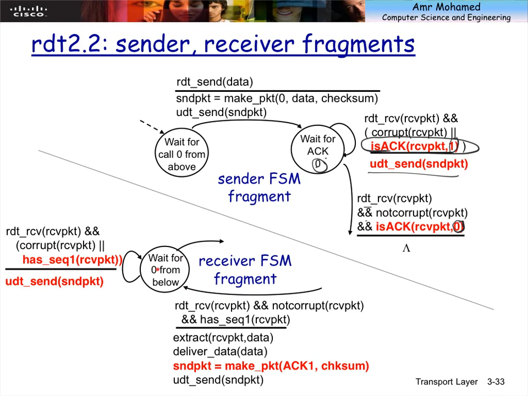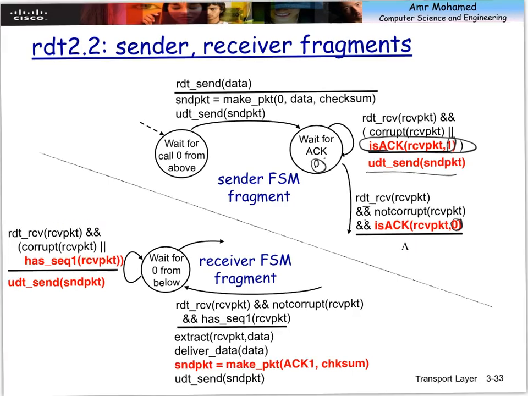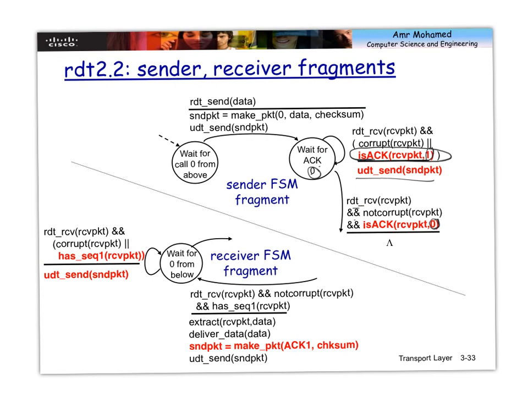Here is the case when I wait for packet 0 to arrive, but the packet that arrives has sequence number 1. When the packet that arrives is 0, it triggers this arrow here, so there is no event or action. But the error states are if the packet arrives and it's corrupted or has a sequence number of 1. So it's either corrupted or has a sequence number of 1.